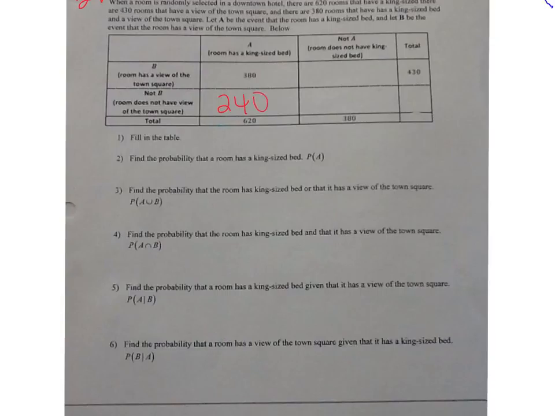Okay, so now we also have, there are 430 rooms that have a view of the town square. So here is my row of rooms with a view of the town square. So that's 430 rooms. All right, so 380 of those rooms have a king-size bed. So what will be left would be the rooms that have a view of the town square that don't have a king-size bed. So I'm going to take 430 and subtract 380, and I will get 50. So 50 rooms go right in here.